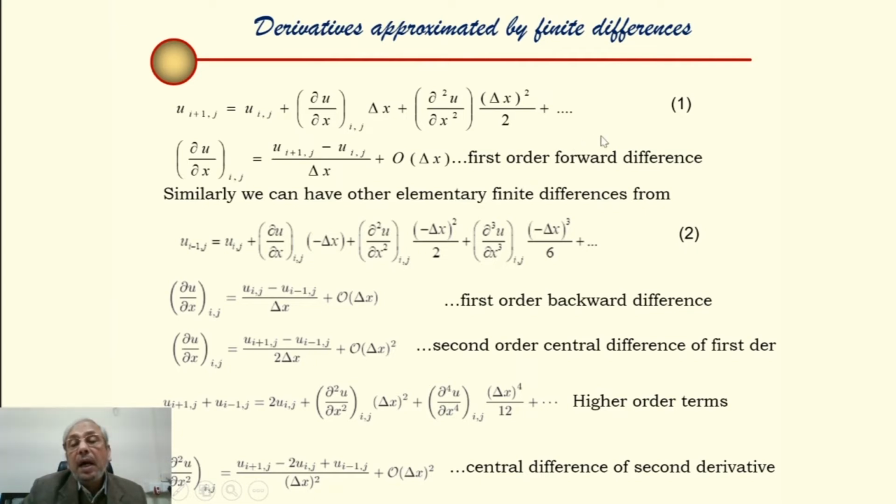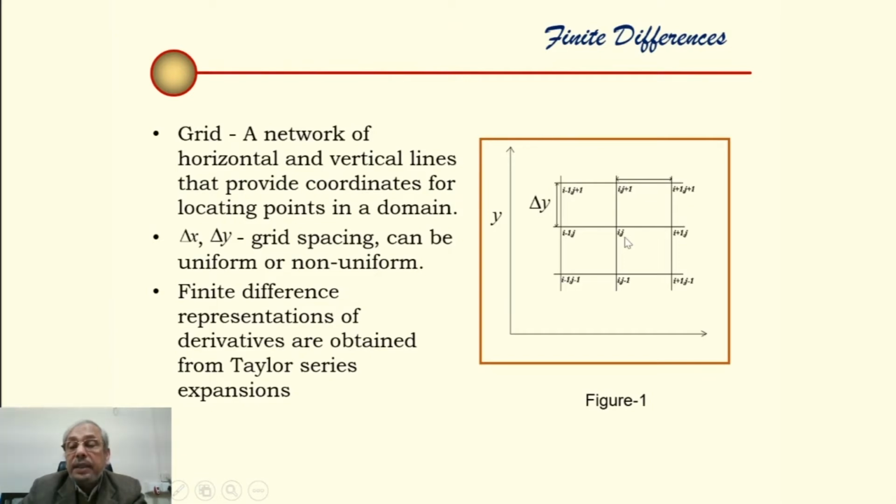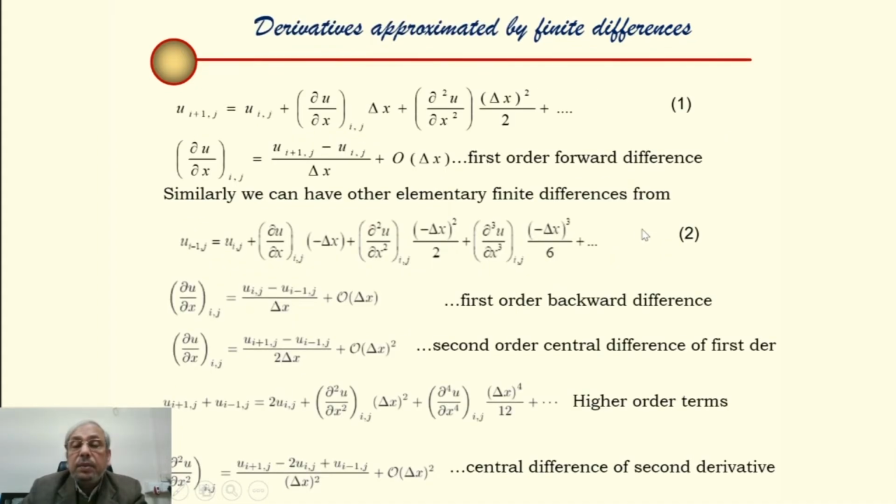And in that entire truncated series, the highest order term will be of the order of delta x. So this is called first order forward difference. The point i+1,j is located ahead of ij, and that is why we are calling this forward difference.